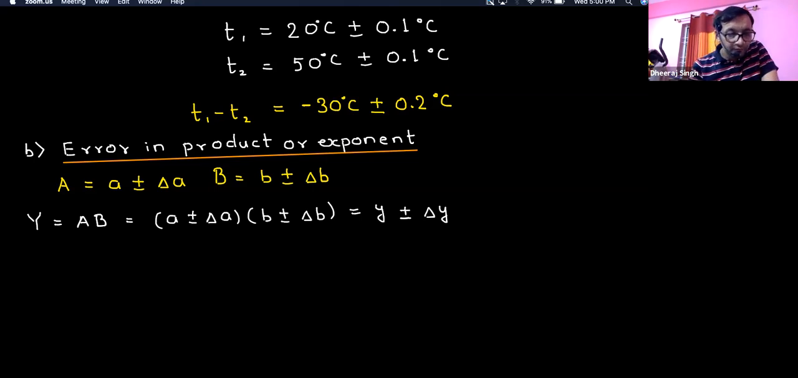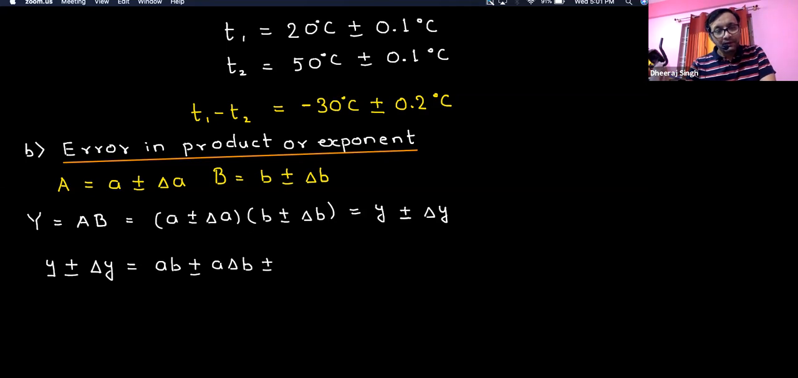Do it, all of you. Open the brackets. It will be AB plus minus A delta B plus minus B delta A plus minus delta A delta B. Plus minus delta A into plus minus delta B doesn't become plus delta A delta B. It remains plus minus only, because once delta A is positive, delta B can be negative. They are independent.